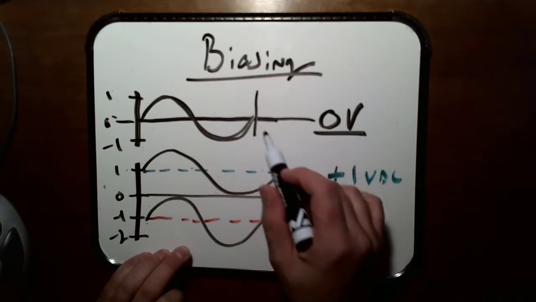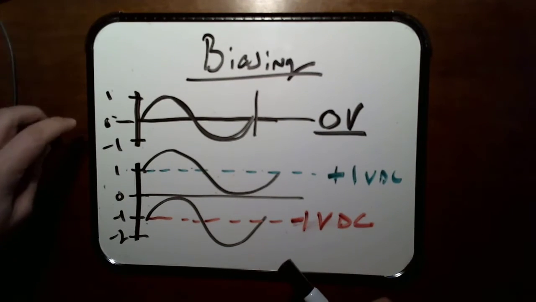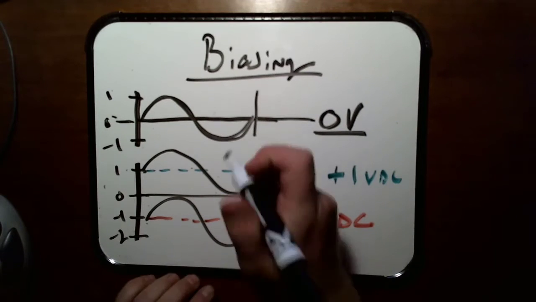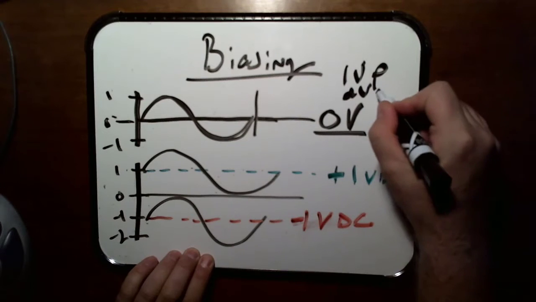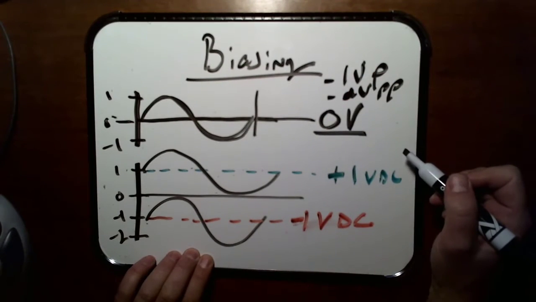But it's always going to do this right around 0 volts. Okay? This is a 1 volt peak, 2 volts peak to peak sine wave. Okay?